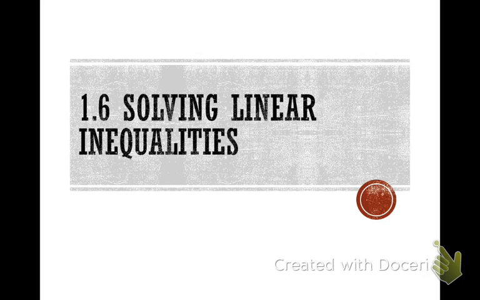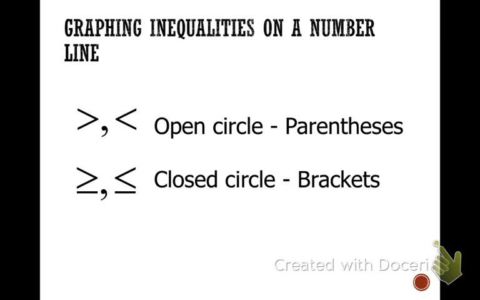So with 1.6, solving linear inequalities, the reason why we're putting linear inequalities together along with absolute value is that they're going to go together. With a linear inequality, basically you're just graphing on a number line, and it's either going to have an open circle or a closed circle. It's going to be a parenthesis if it's an open circle, and brackets if it's a closed circle. So what that means is you're going to have different forms of writing values, and you're going to have to start getting into the habit of using open circles, or parentheses and brackets.